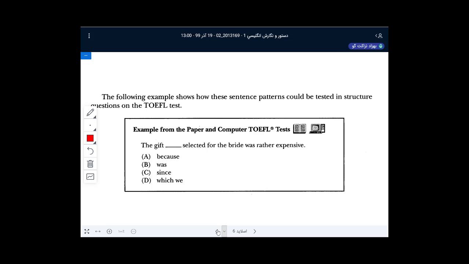Let's answer this question. Sarvnaz, I'm sorry, will you please answer this example? The following example shows how the sentence patterns could be tested in a structure section of the TOEFL test. The structure question: the gift selected for the bride was rather expensive. I choose D, the gift which we select.